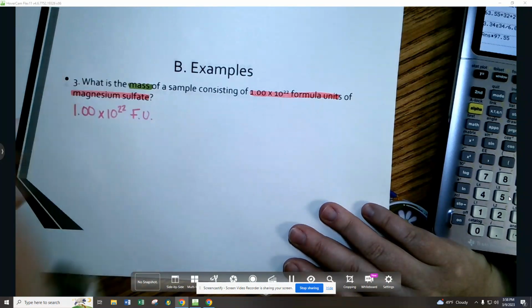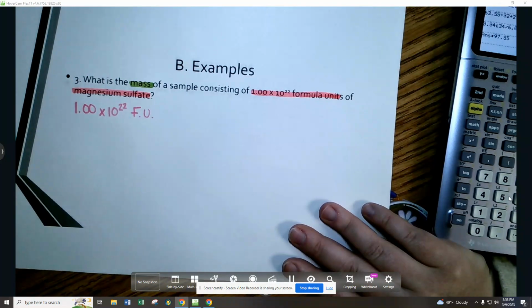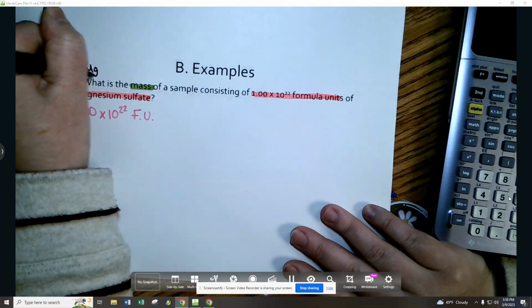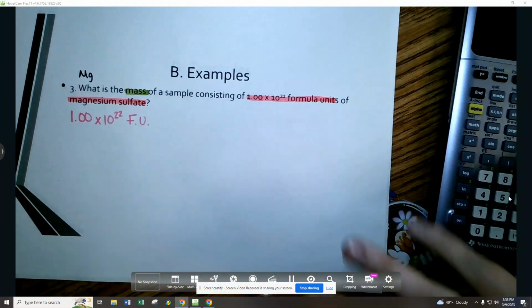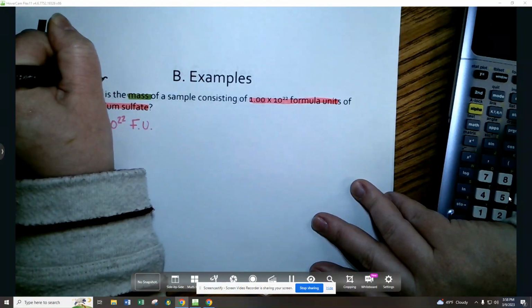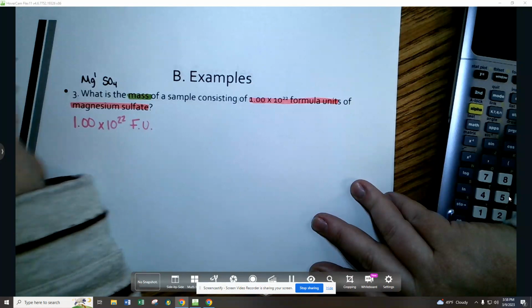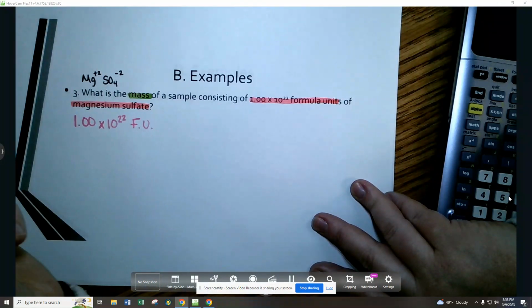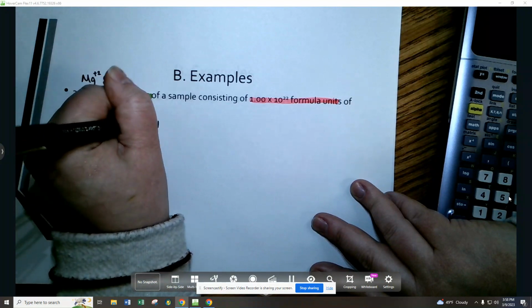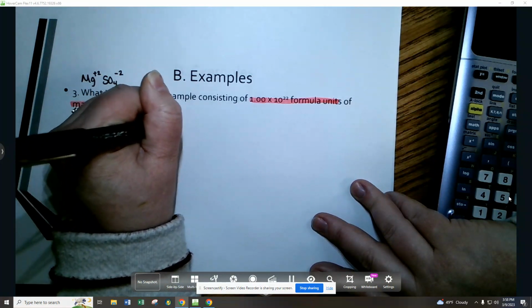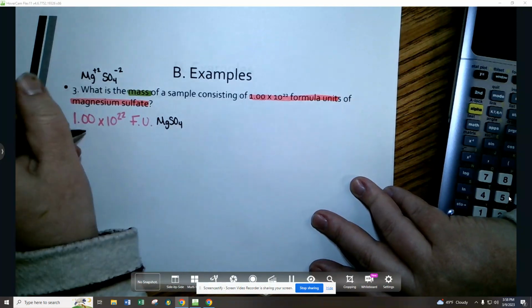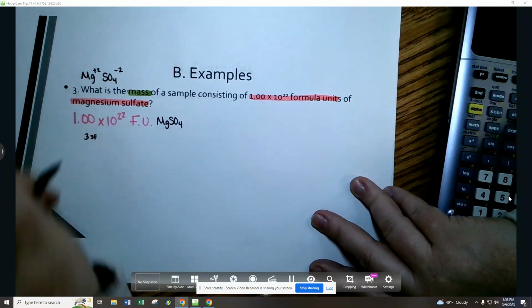And then I'm going to step away for a second and talk about the formula. Magnesium. We know magnesium is Mg. And sulfate is SO4. Thinking about charges, magnesium is a +2. Sulfate's a -2. So the compound I'm working with here is MgSO4. I'll need that for showing in my work as I work through. This is also 3 sig figs.